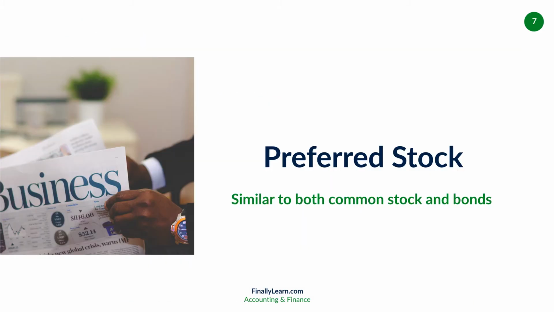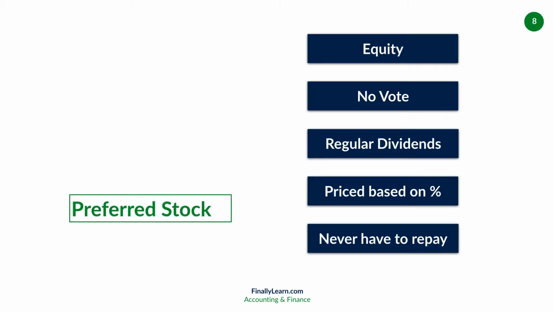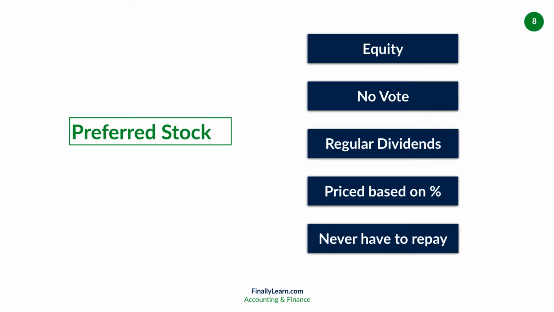So let's talk about preferred stock just for a minute. Preferred stock has characteristics of both common stock and bonds. So let's show what we mean by this. Here are the characteristics of a preferred stock certificate. It really is equity. It's issued as a stock. It's called preferred stock. So it really is equity, but it's not equity that has a right to vote.